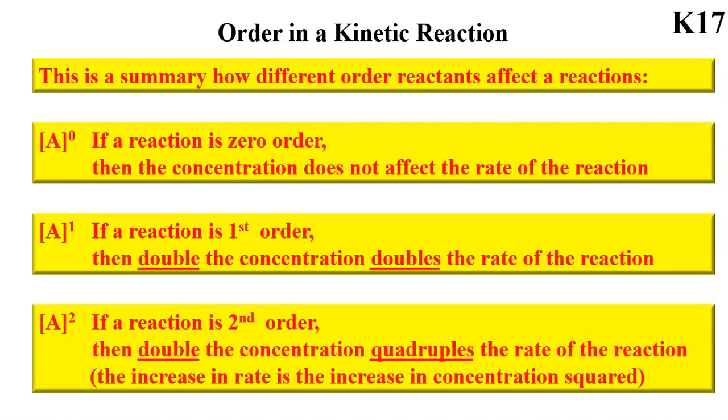A squared: if a reaction is second order, then doubling the concentration quadruples the rate of the reaction. So if, for example, you had 1 molar initially and you square that, you get a rate of 1. But if you double the molarity from 1 to 2, then it's 2 molar, then 2 squared is 4. So by doubling the concentration from 1 to 2, you quadrupled the rate of the reaction. It went from 1 all the way up to 4.